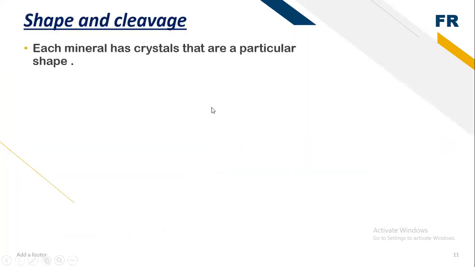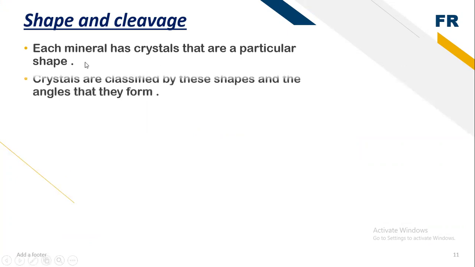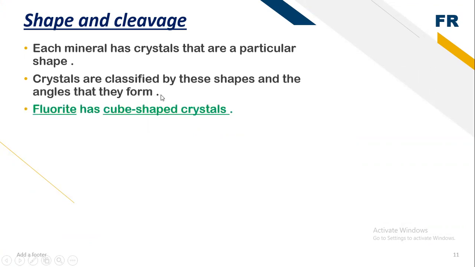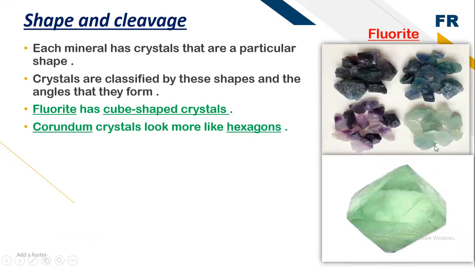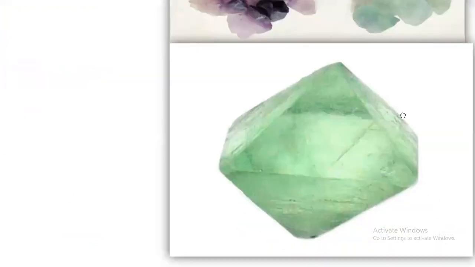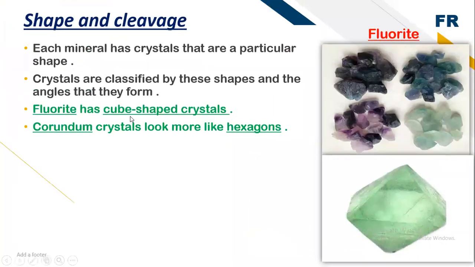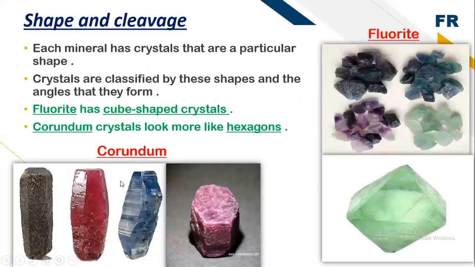Shape and cleavage. Each mineral has its own specific crystals that are particular in shape. Crystals are classified by the shapes and angles that they form. For example, take a look at this one, fluorite. It has cube-shaped crystals. But on the other hand, corundum has a hexagon shape. Hexagon, guys, means it has 6 sides.